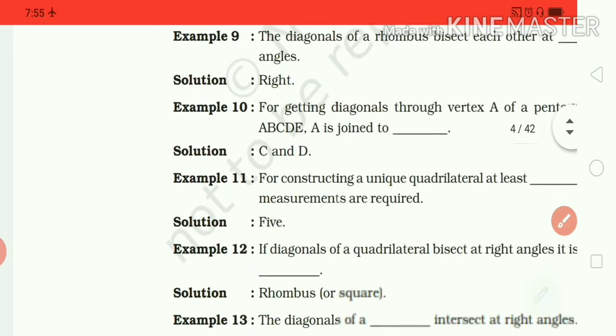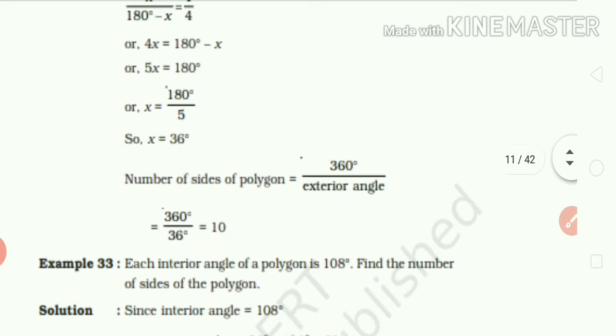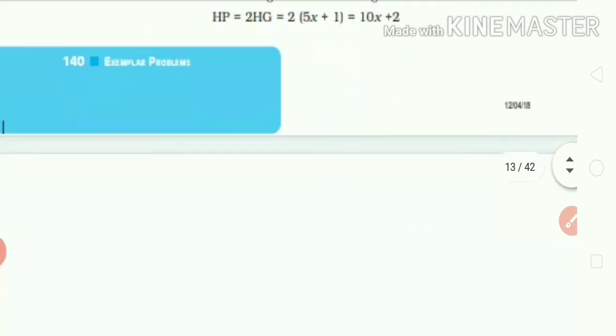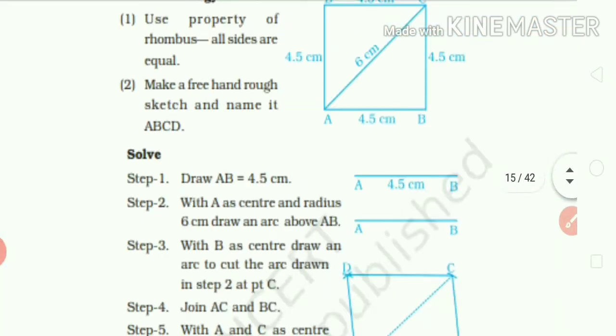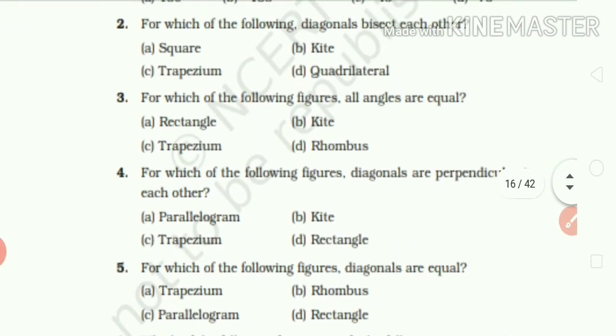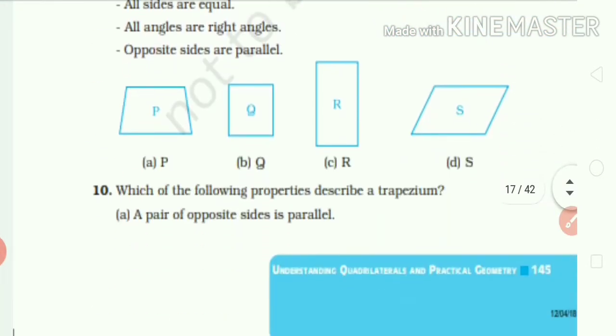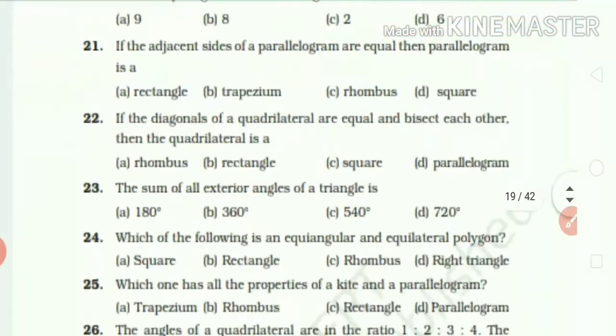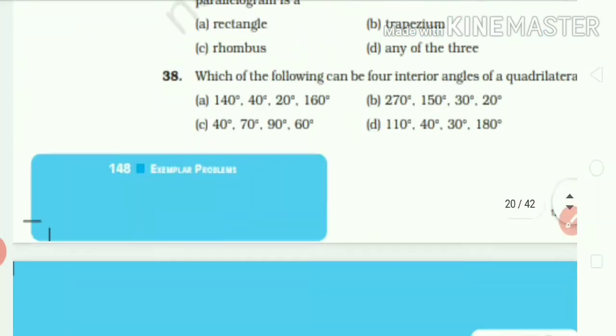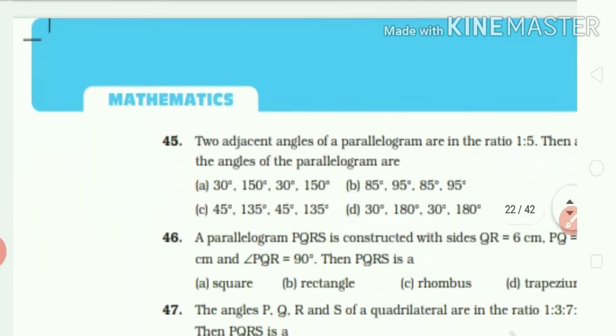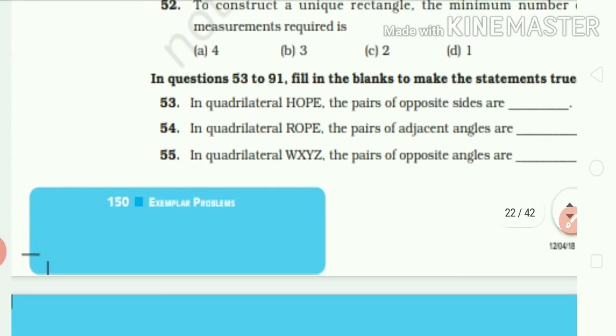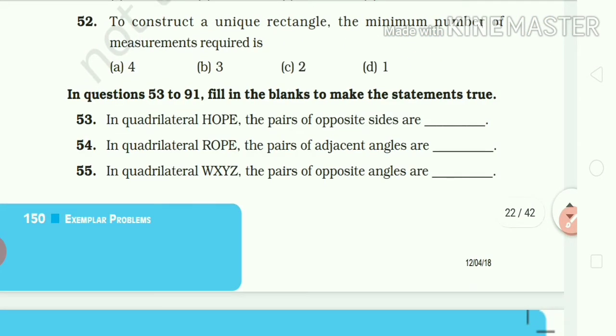So let us start the main course today. That we have done up to question number 52, and today we will do question number 53 and onwards up to question number maybe 100 we will cover in this video. So let us start with question number 53.